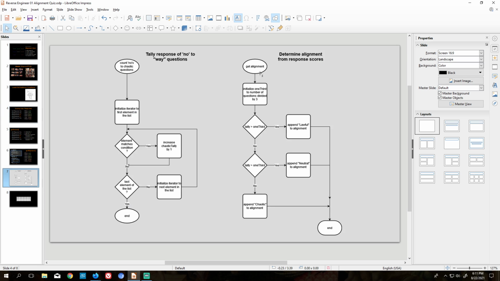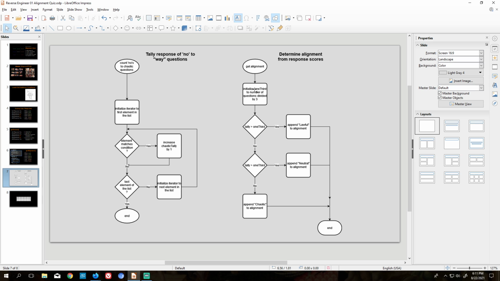Okay, so in this second algorithm, we figure out what the 1/3 is. We're going to take the number of questions and divide it by 3. So if there's 5 questions, our number becomes 5 divided by 3. So I'm just setting that number.